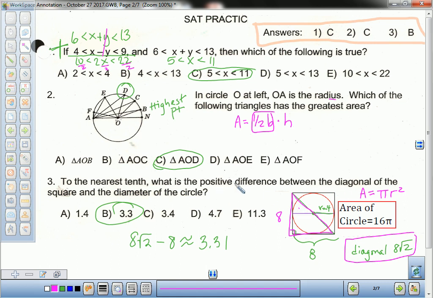So now finally we find the difference in those two. 8 roots of 2 minus 8 is about 3.31. So choice B would be the correct answer.